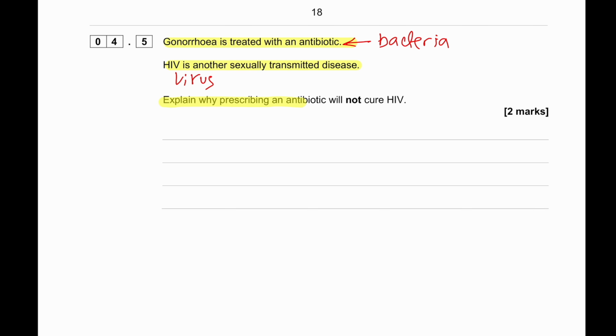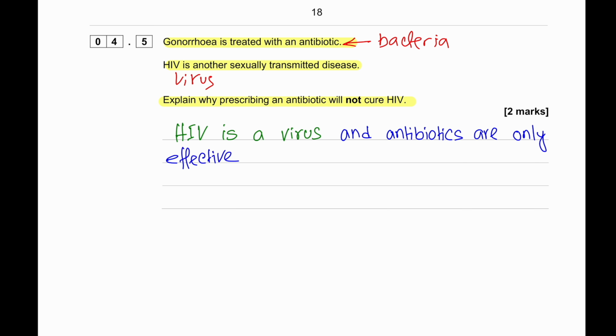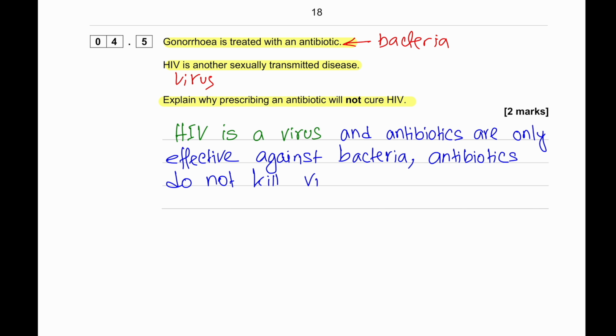Explain why prescribing an antibiotic will not cure HIV. So we will write the answer in this way. HIV is caused by a virus and antibiotics are only effective against bacteria. Antibiotics do not kill viruses.